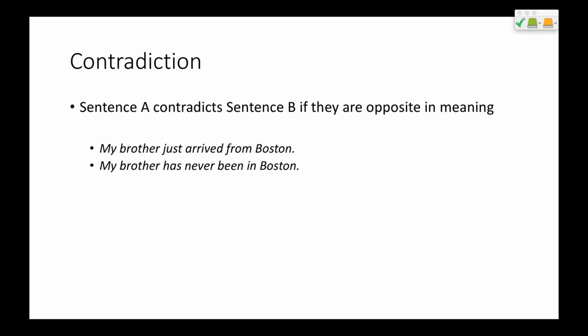This is contradiction: sentence A contradicts sentence B if they are opposite in meaning. My brother just arrived from Boston, but he's never been in Boston. How is that possible? Let's face it, even if you're doing a layover in the airport, you're still in Boston. So if my brother just arrived from Boston, you can't say he has never been in Boston. You could say he's never visited Boston, he's never lived in Boston, but you can't say he's never been in Boston. So that's contradiction.